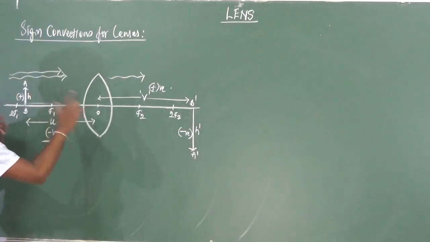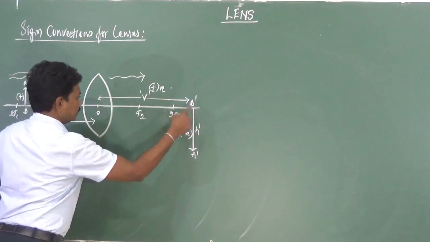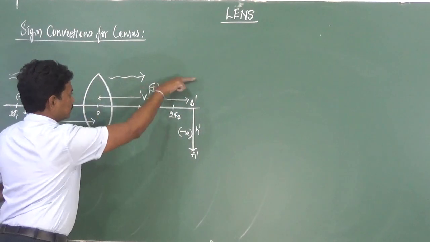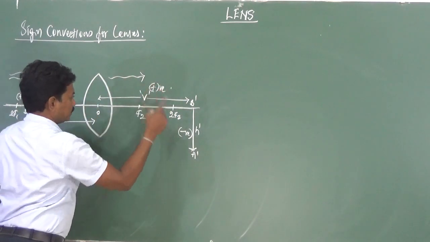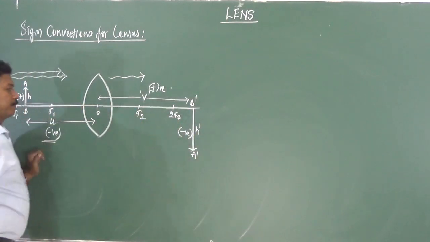So now in this case, as you are measuring something against the direction of light rays, U is negative. H is above the principal axis, therefore it is positive. From here to here, image distance, you are measuring in the direction of the light rays, therefore it is positive. And you are measuring this distance below the principal axis, therefore it is negative.